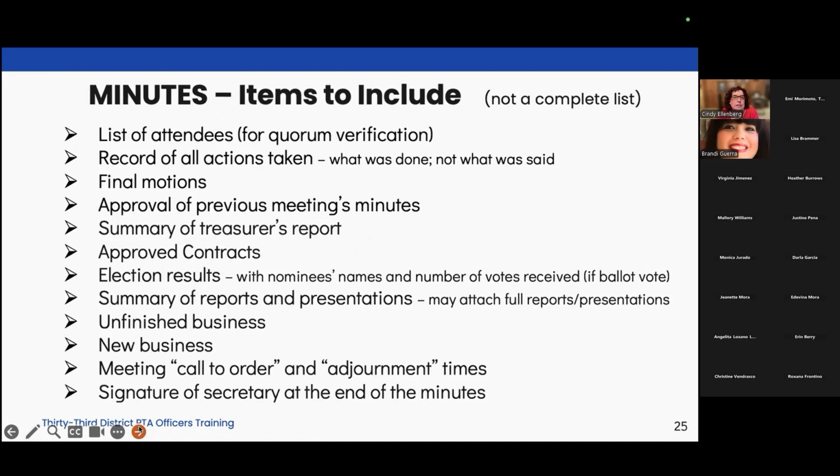A partial list is the list of attendees for quorum verification. Those would be your members. The record of all actions taken, what was done, not what was said, but what was done. Final motions, approval of previous meetings' minutes, the summary of the treasurer's report, approved contracts, election results with names and number of votes received. Summary of the reports and presentations. Maybe you want to include the full report with it, but the summary should be included in the body of your minutes. Any unfinished business or new business. The call to order and adjournment times of the meeting, and your minutes should be signed by the secretary at the bottom of the minutes.